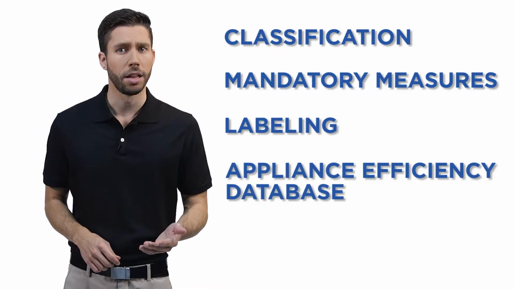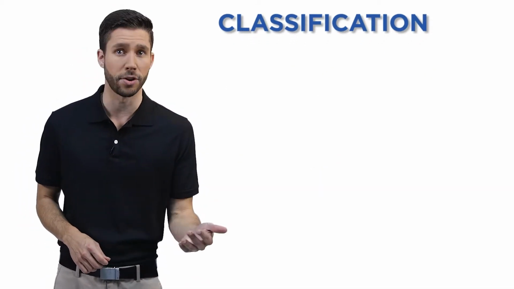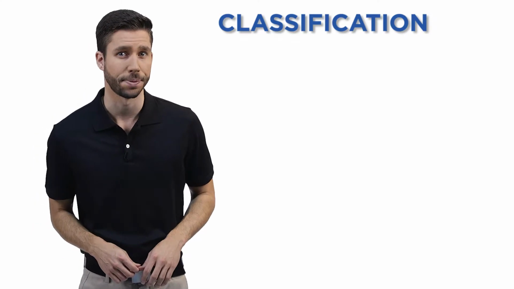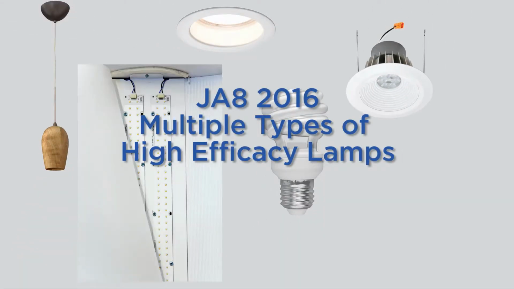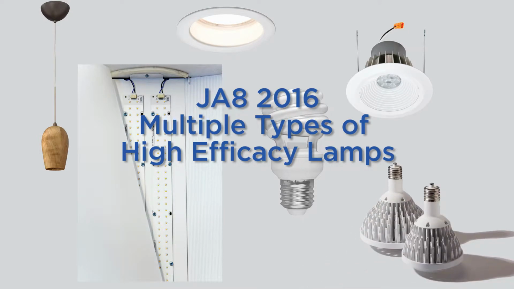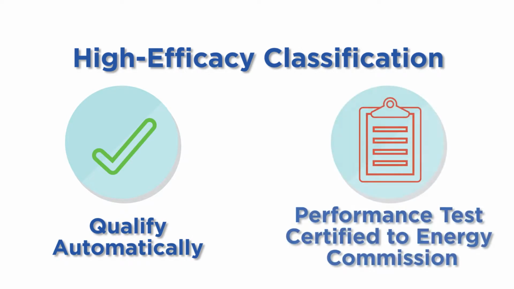To begin, let's look at how light sources are classified with respect to the Energy Standards high-efficacy regulations. If you recall, high-efficacy lighting possesses high lumens per watt efficiency, meaning greater light output while using less energy. Light sources can be classified as high-efficacy under two categories: those that are automatically classified as high-efficacy, or those that must meet performance requirements in Reference Joint Appendix JA8 and be certified to the Energy Commission.